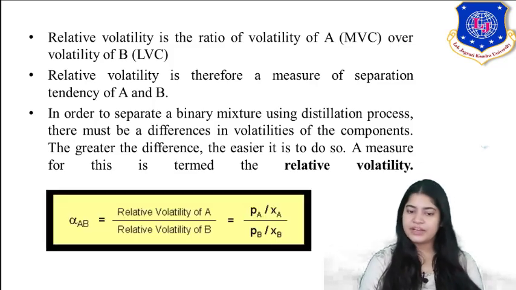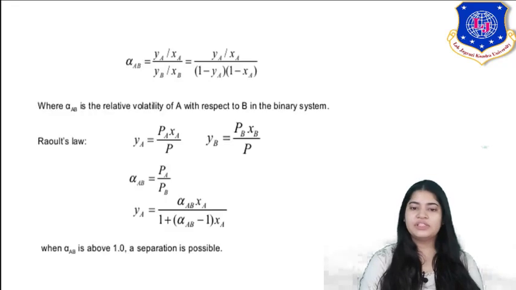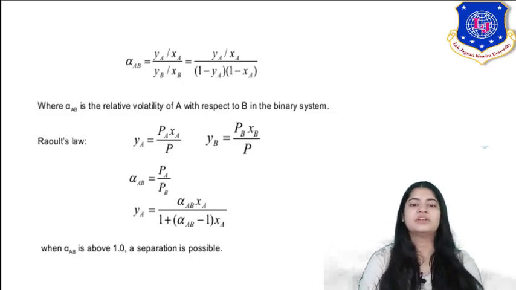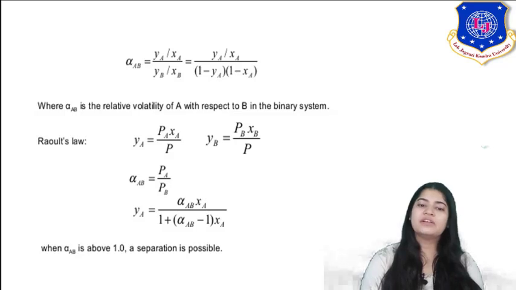So I can say my relative volatility is the ratio of PA upon XA to PB upon XB. See here, what I am doing is representing my XB as 1 minus XA and YB as 1 minus YA. That way, if I am given only the YA and XA compositions, I can find the relative volatility. So I am manipulating YB as 1 minus YA.